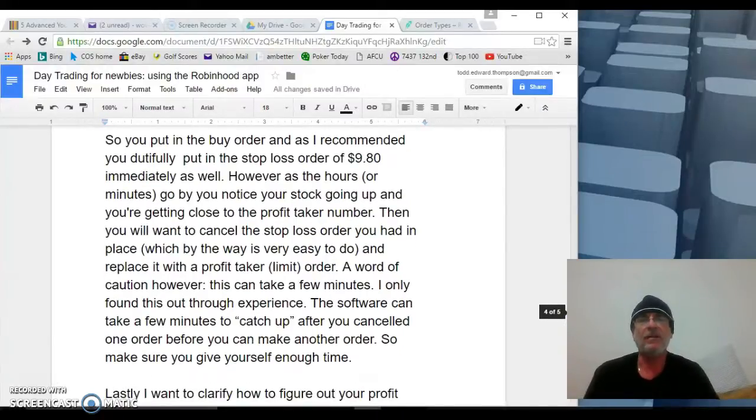However, as the hours or minutes go by and your trade progresses, you notice your stock going up. Yay! And you're getting close to your profit taker number. Then you will want to cancel the stop loss order you had in place, which, by the way, is very easy to do, and replace it with a profit taker or a limit order. That way you'll have the proper order in place, and the stock will immediately sell for you at $10.30 like you specified.